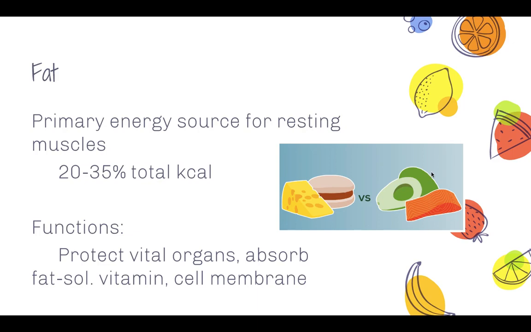The main functions of fat in our bodies is to protect our vital organs. They help absorb our fat-soluble vitamins, which are vitamin A, D, E, and K, and they also form our cell membranes. We have trillions of cells in our body, and the cell membrane plays an important role on keeping things inside the cell that need to be inside and things outside the cell that need to be outside.